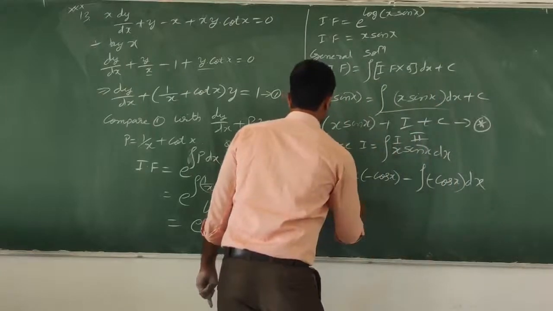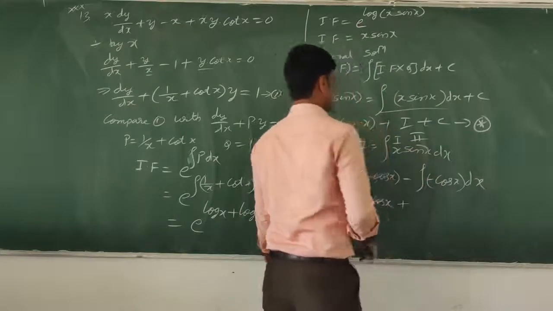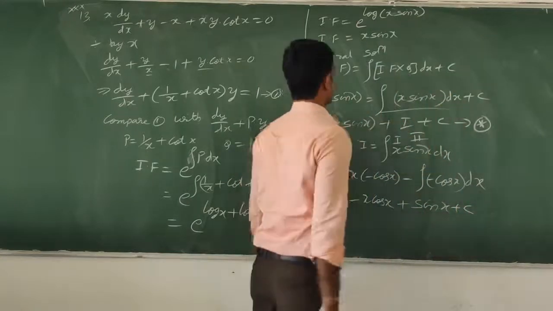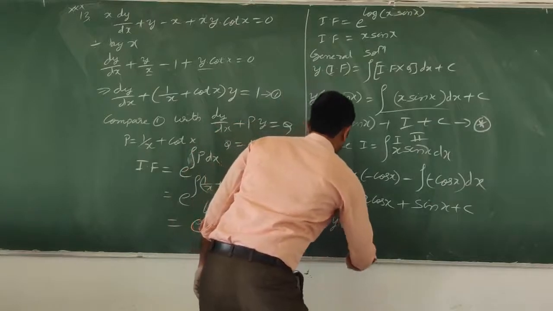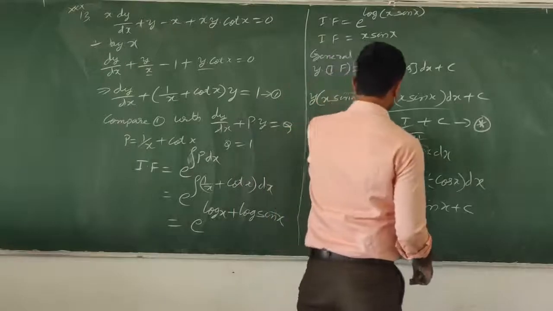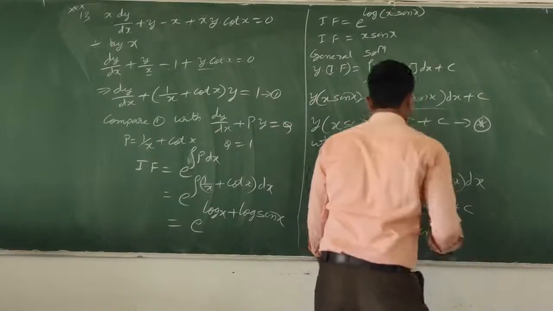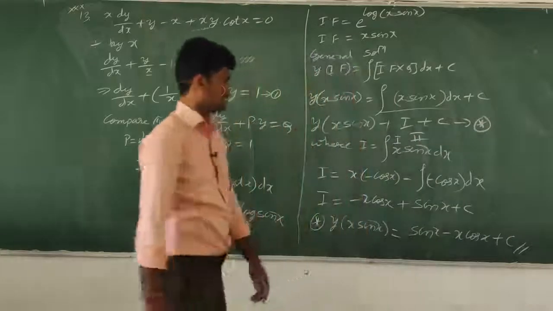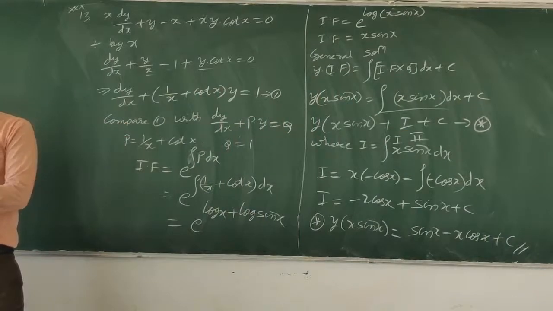So then I is equal to minus x cos x, minus into minus becomes plus, integration of cos x is sin x plus c. Substitute this here. So then equation star becomes y into x sin x is equal to, the value of I is sin x minus x cos x plus constant. This is the required general solution for the given linear differential equation.